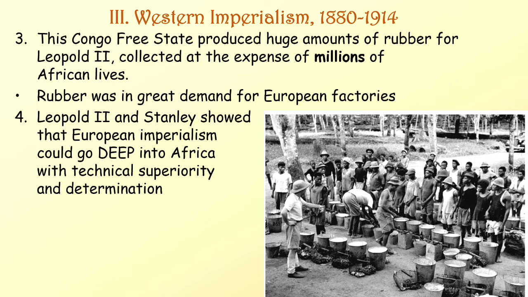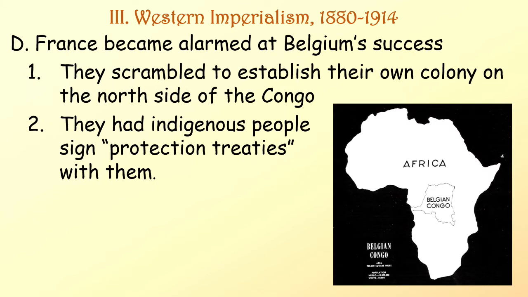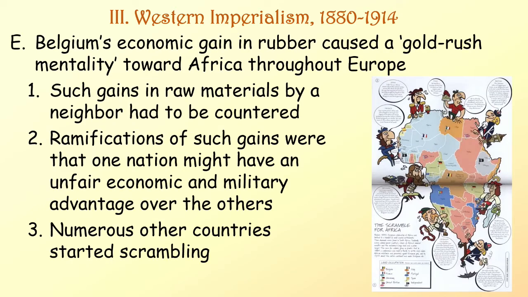And Leopold II and Stanley showed that European imperialism could go deep into Africa with technical superiority and determination. France became alarmed at Belgium's success, so they scrambled to establish their own colony on the north side of the Congo. They had indigenous people sign what they called protection treaties. Sounds a bit mafia-like to me.